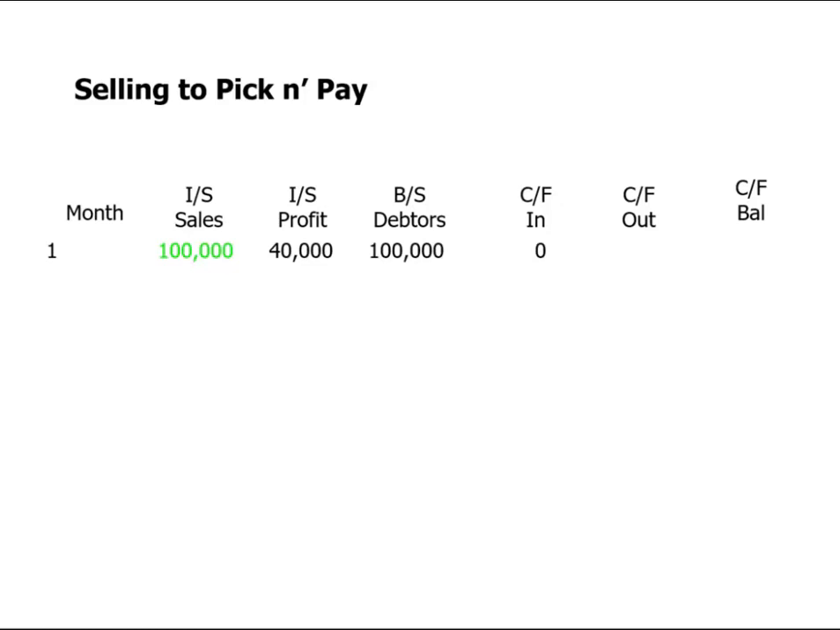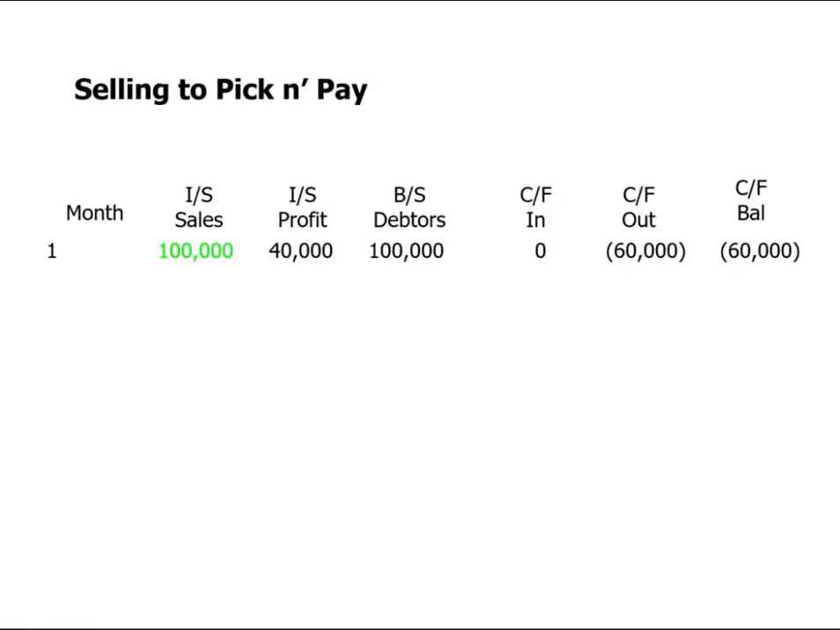I'm going to assume for the purposes of this exercise that the cash out is the 60,000 rand, the difference between 100,000 and 40,000, that we pay to our supplier for the raw materials that are used in the production process. And therefore our cash balance is a negative 60,000.